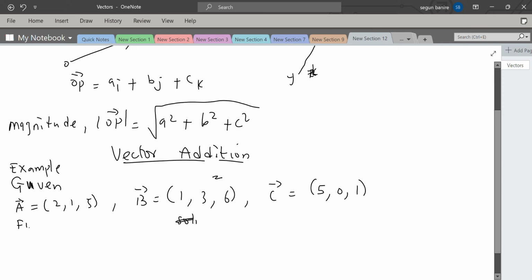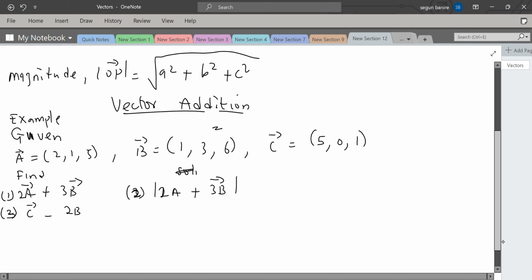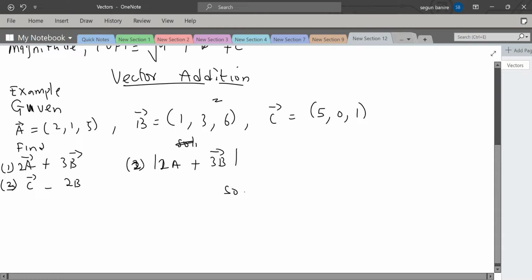Question 1, find 2a plus 3b. Question 2, find c minus 2b. Question 3, find the magnitude of 2a plus 3b. So let's use this example to practice how to go about addition of vectors.